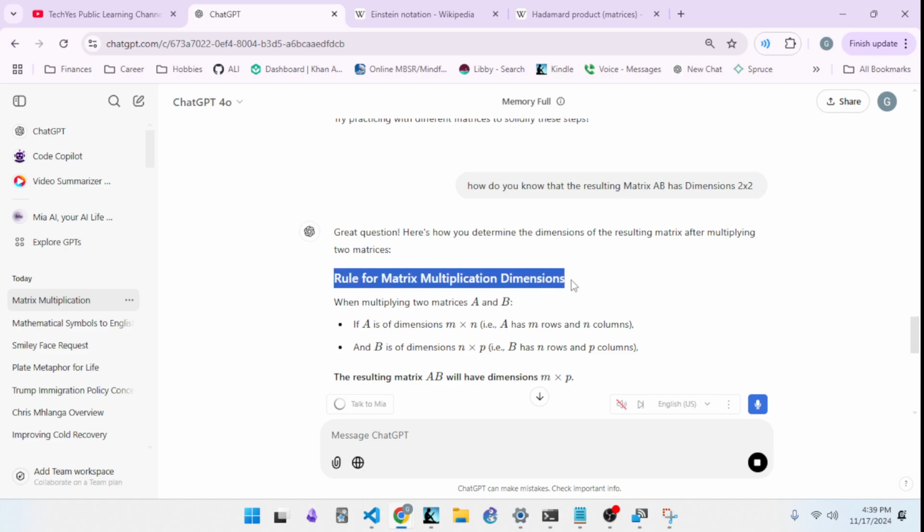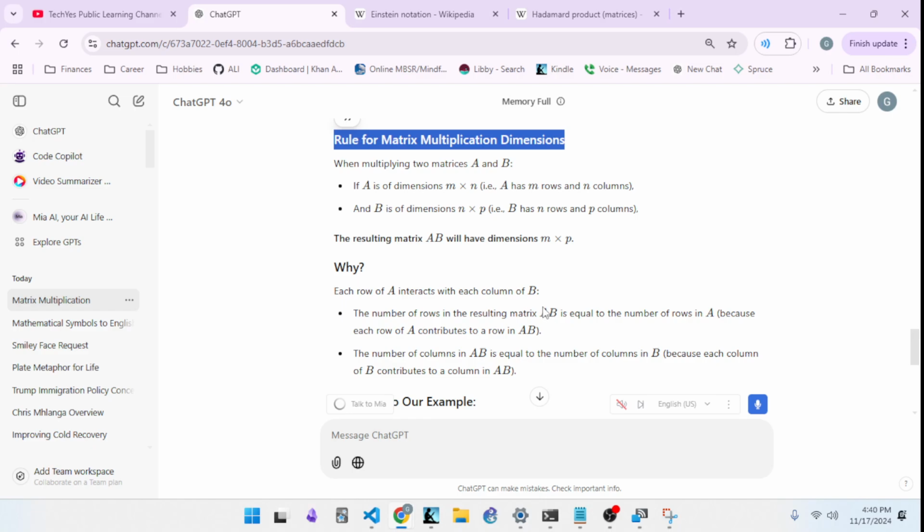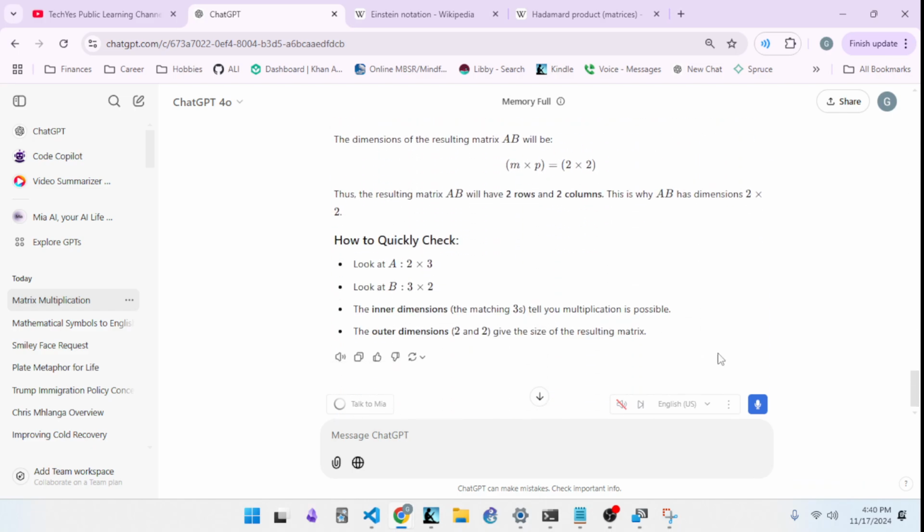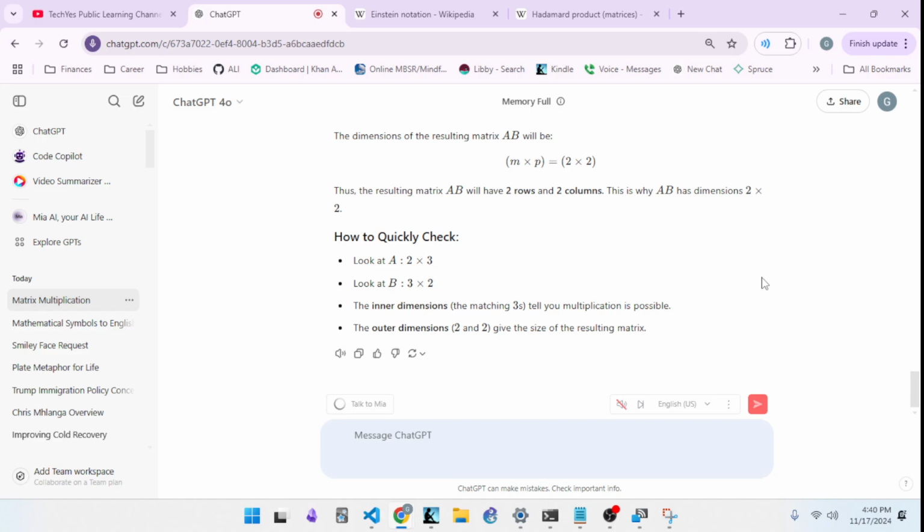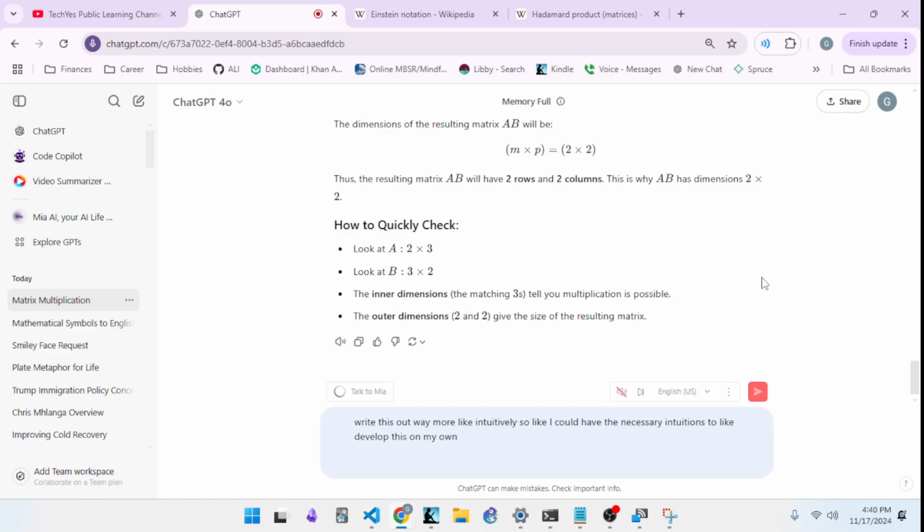Okay, so there's a rule for matrix multiplication dimensions when multiplying 2 matrices. If A is of dimensions... Write this out way more intuitively, so I could have the necessary intuitions to develop this on my own if all the textbooks tomorrow were burned in a large fire.